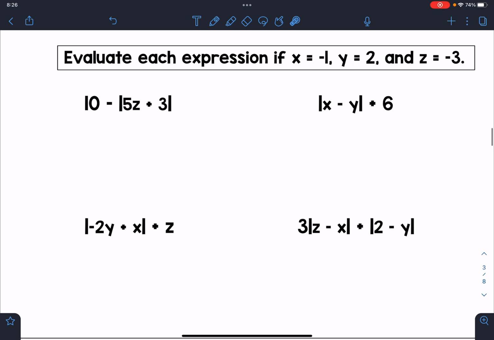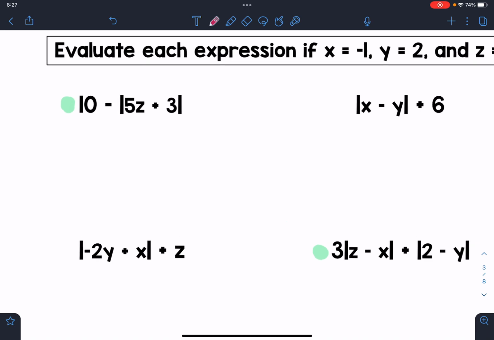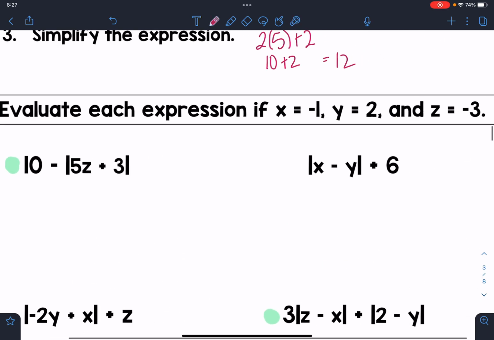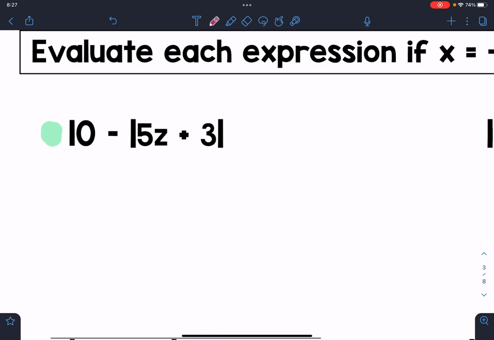Okay, so I'll try a couple, and then you guys will try a couple as well. So I'm going to try the first one here, the second, and the last one. You guys will try 2 and 3 on your own. So it tells me what x, y, and z are. So remember, these are absolute value bars. I know it looks really weird because that kind of looks like a 1. It's not, I promise. So maybe I will kind of draw in the bars for us as well.